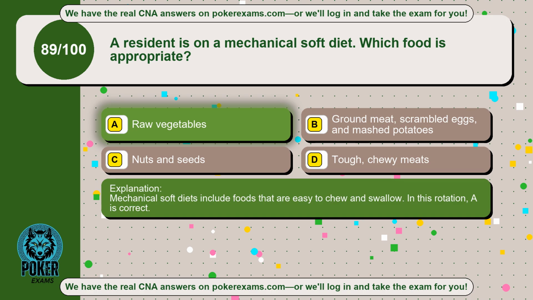Mechanical soft diets include foods that are easy to chew and swallow. In this rotation, A is correct.